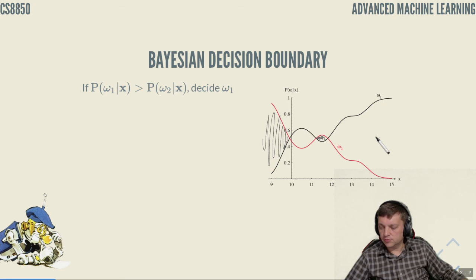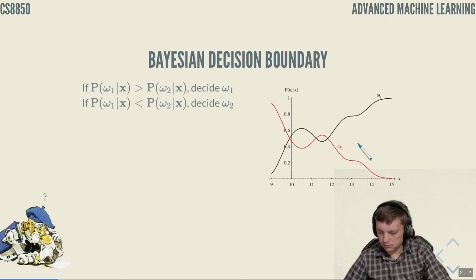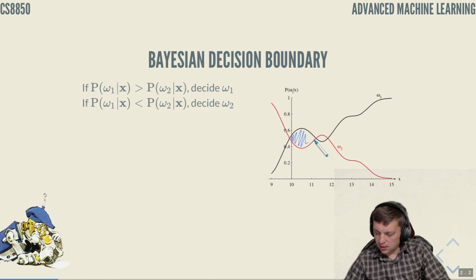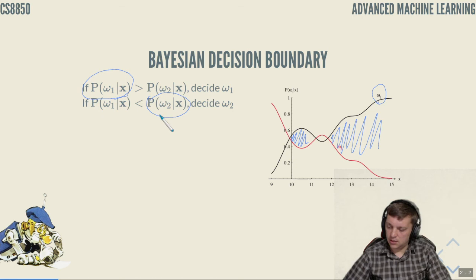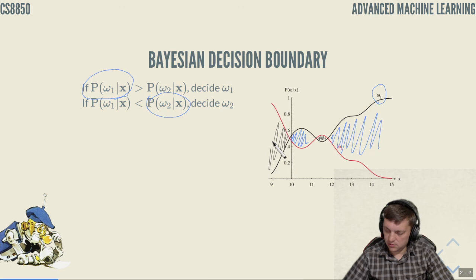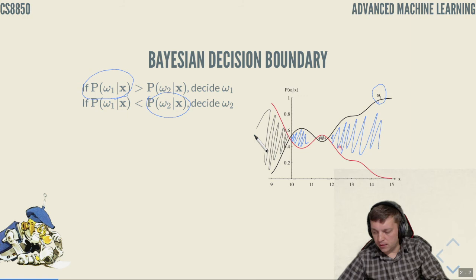For class 2. When, on the other hand, class 1, I'm kind of reversing what I'm saying and what's in my notes here. But basically, if class 1 is higher in those regions, then we decide for class 1. Or when class 2 is higher in these regions, then we decide for class 2.